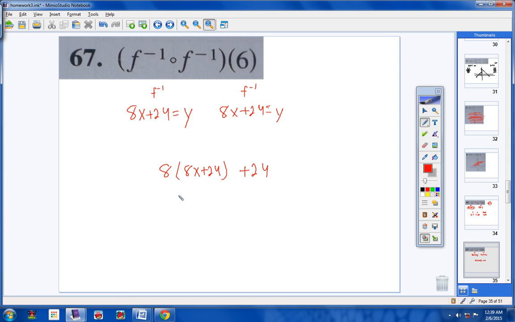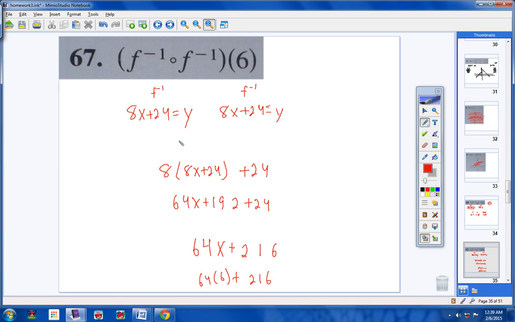Now simplify. 8 times 8 is 64. 8 times 24 would be 32, carry your 3, 192. And then plus 24. Add those two together, you'll get 64x plus 216. Now, trust me, if you put 6 in for x right here, if you put 64 times 6 plus 216, you will get out 600, okay? You will get out 600.